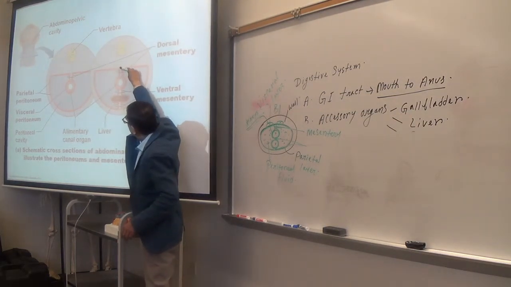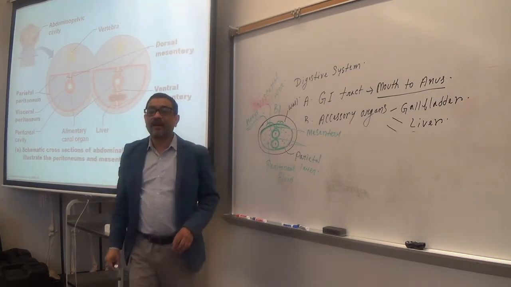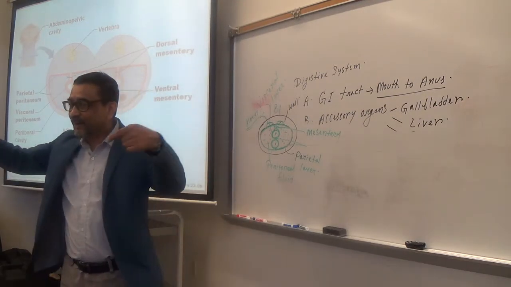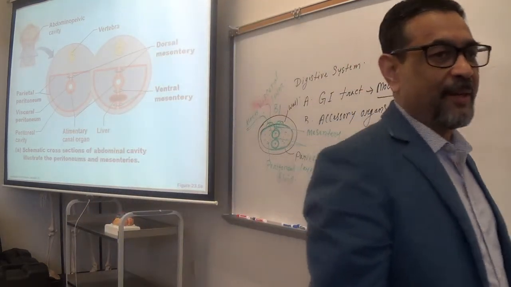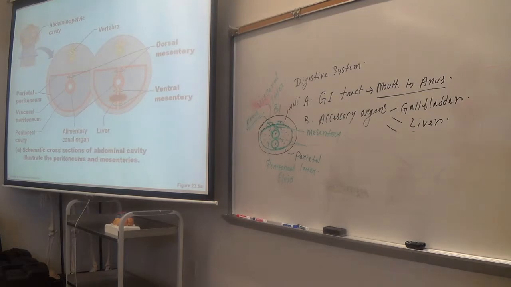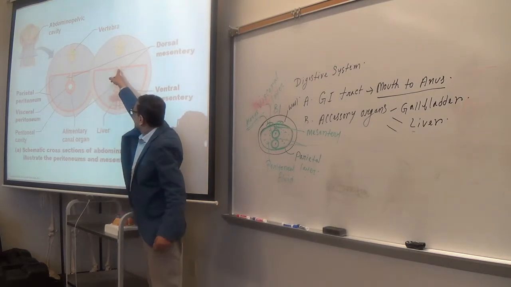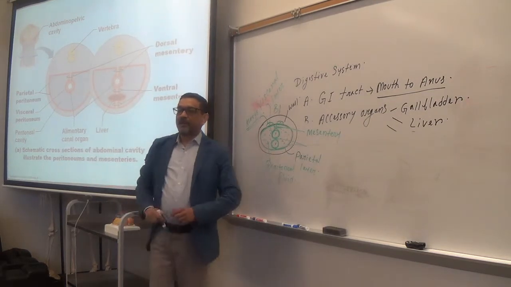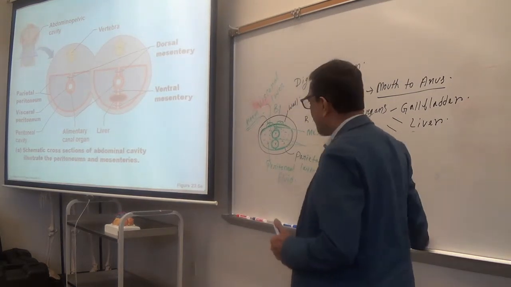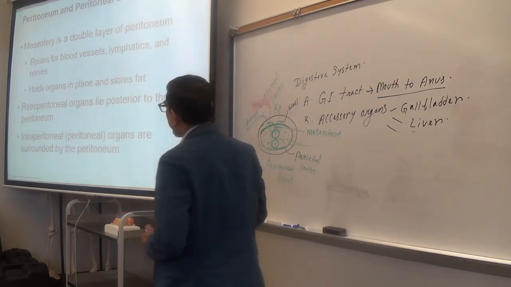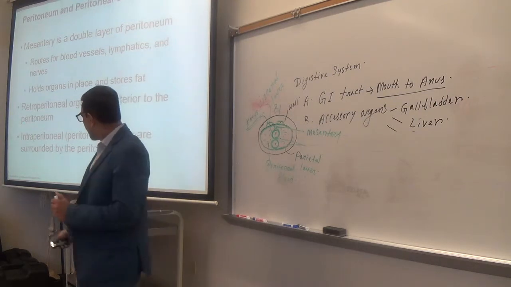In between these two layers, you have passages. And through these passages, blood vessels and nerves from the body wall enter into the organs. So, passes for the blood vessels and the nerves. They must go to the organs, right? So those are a couple of important functions of mesentery. For the organs in the right place, blood vessels, lymphatic vessels, nerves pass through it.